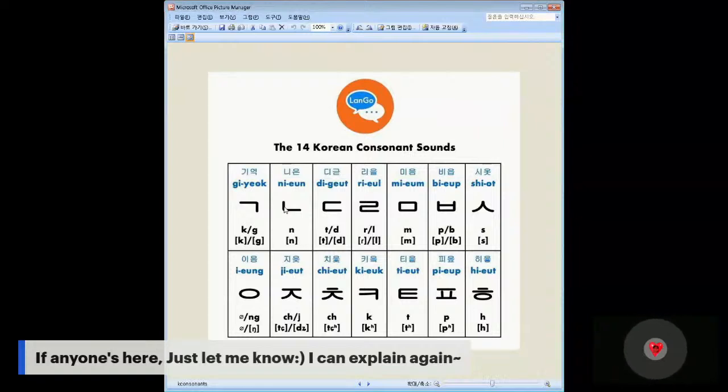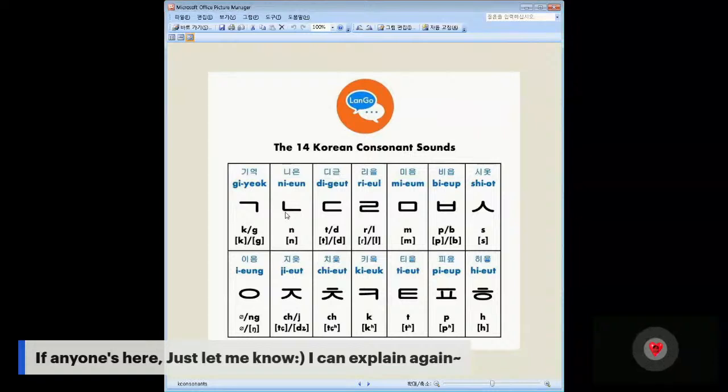But I heard a lot that it sounds like de, di. I think it's because of the pronunciation difference between English and this Korean N. So it's a softer ne, de. Maybe how you pronounce this Korean N is similar to D. Ne, de. That's why it sounds similar, I think.